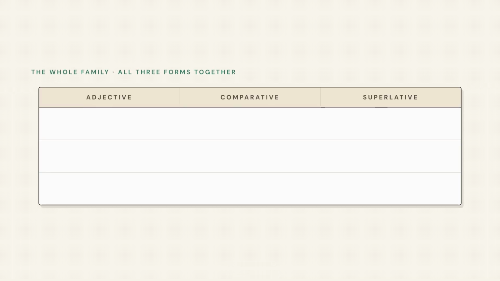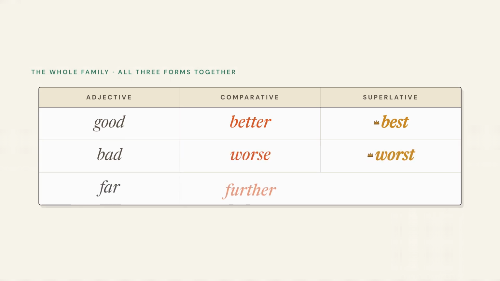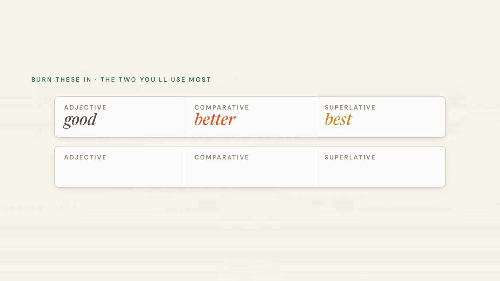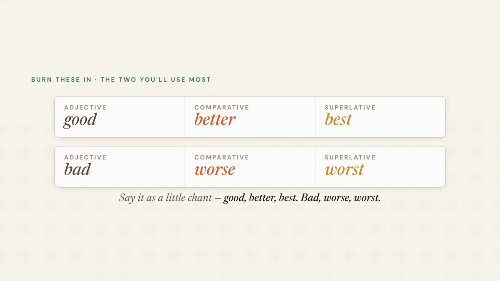And the irregulars, also the same family. Good, better, best. Bad, worse, worst. Far, further, furthest. Look at that. Now you can see the whole shape. Good, better, best. That's the rhythm. Say it like a little chant. Good, better, best, bad, worse, worst. Those are the two you'll use most. Burn them in. Let's repeat them together again. Good, better, best, bad, worse, worst.